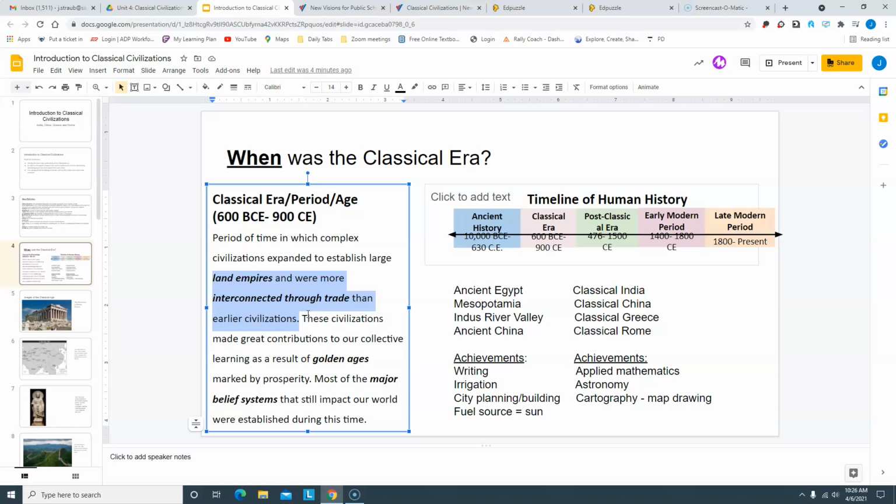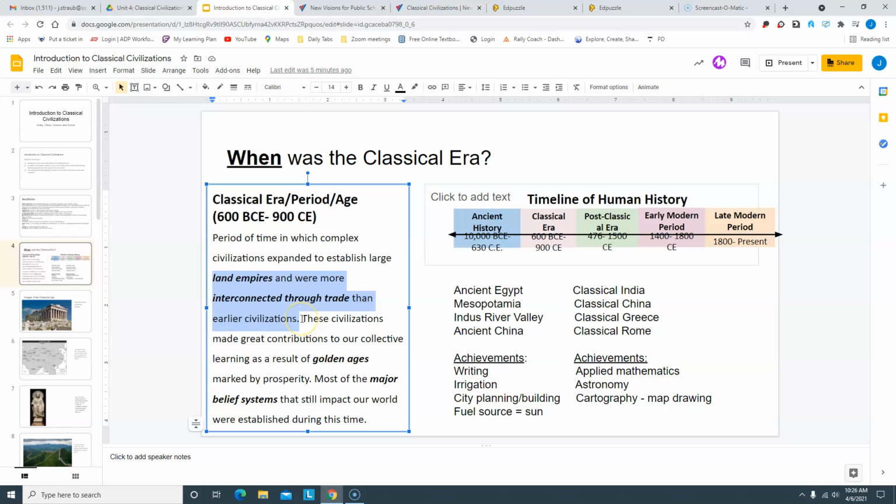And hopefully I made it very clear to you that an ancient Egyptian teenager did not visit their teenager friend in Mesopotamia. Okay, that didn't happen. But now what we see in the classical era is civilizations like Rome and Greece and India and China are interconnected, meaning you have people from China traveling to India, to Rome, to trade goods and exchange ideas and religion.